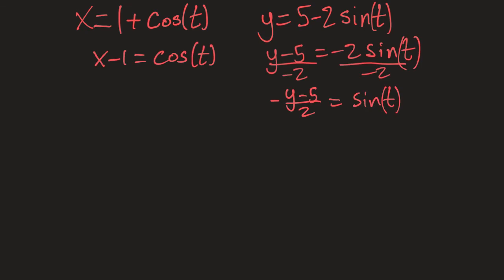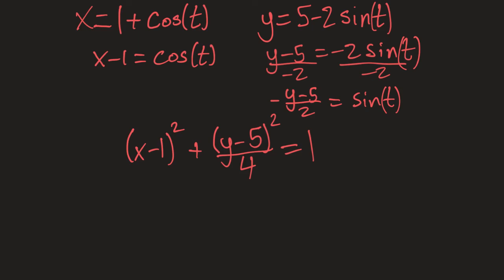So here, it's not as simple as dividing by the coefficient of our cosine and sine. With those numbers out front, we have to move them to the other side to get our cosine by itself. So we subtracted the 1 from both sides, and we get x minus 1 equals cosine of t. And then on the y, we subtracted 5. We got y minus 5 is equal to negative 2 sine of t, and divided both sides by negative 2. And that left us with sine of t equals negative y minus 5 over 2.